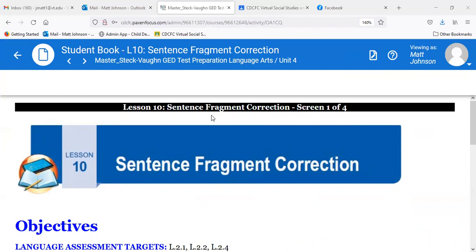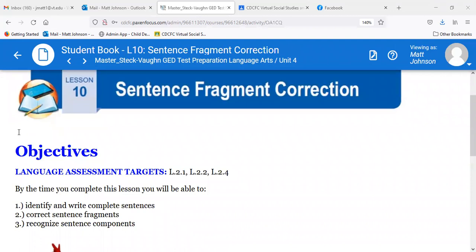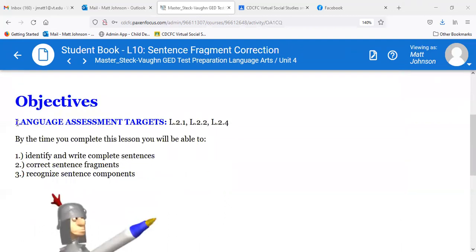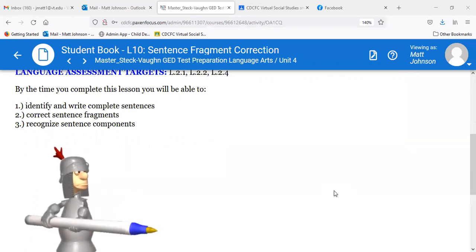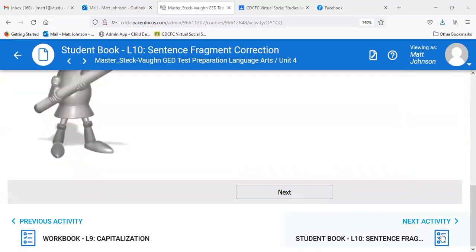You're going to run into titles of people. So doctor, junior, and things like their specific titles if they work for a specific organization with a specific title. All right. So on to sentence fragments. So here the objective is going to be identify and write complete sentences, correct sentence fragments, and recognize sentence components. So let's take a look and see what we have here in lesson 10.